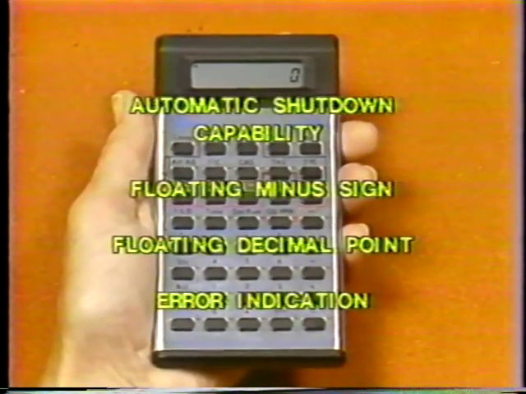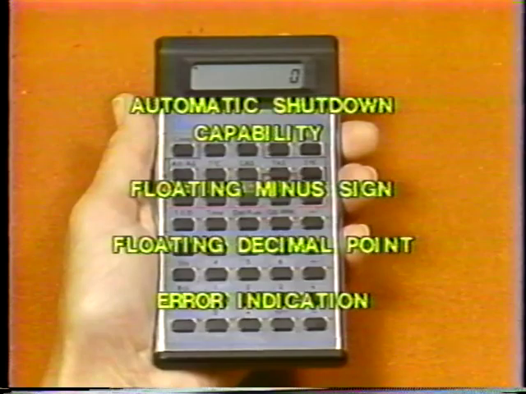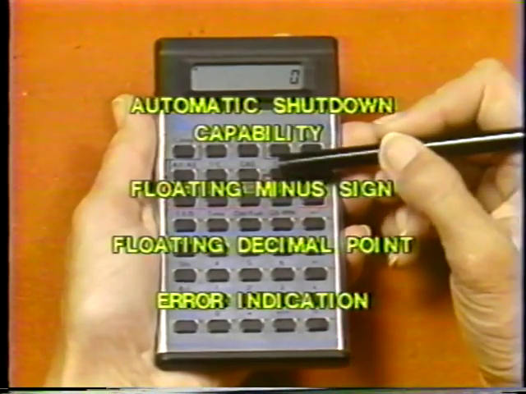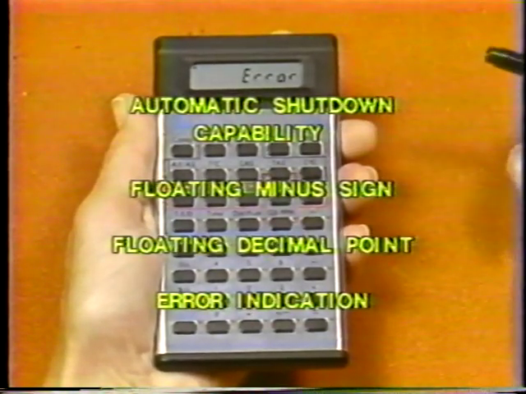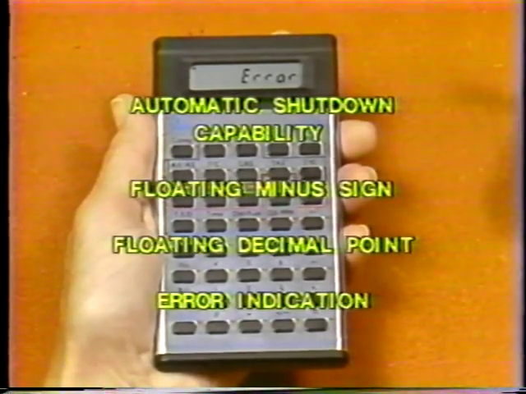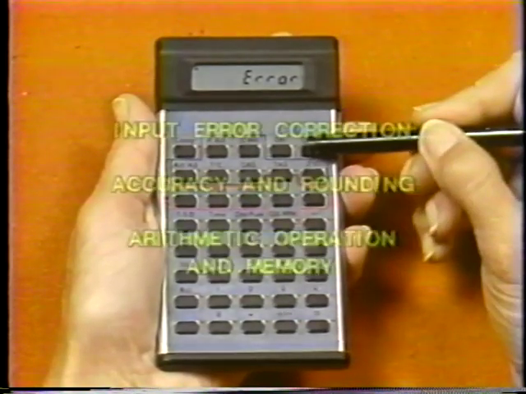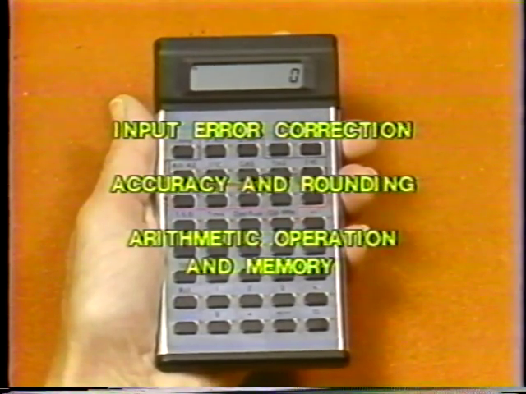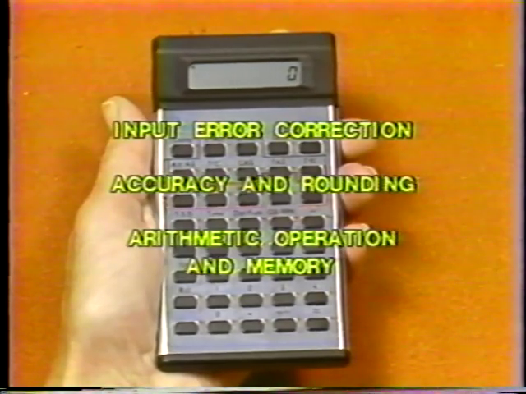Some of the other features include the automatic shutdown capability. This helps to extend the battery life. A floating minus sign and decimal point. An error indication, which appears in the display if you make an input data error. An error correction capability. An automatic rounding feature that rounds off up to the nearest value in an 8-digit display, and a memory feature which can be used in all operations.